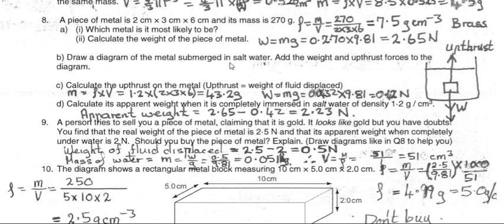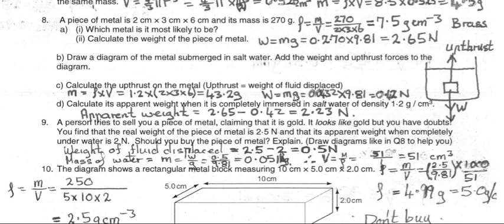B. Draw a diagram of the metal submerged in salt water, add the weight and upthrust forces to the diagram. So we've got the weight going down and the upthrust going up. There should just be one arrow there. Part C, calculate the upthrust on the metal. So the upthrust is equal to the weight of the displaced fluid. That's Archimedes' principle. So the mass is density times volume. So that's 1.2 times 2 times 3 times 6 gives you 43.2 grams.